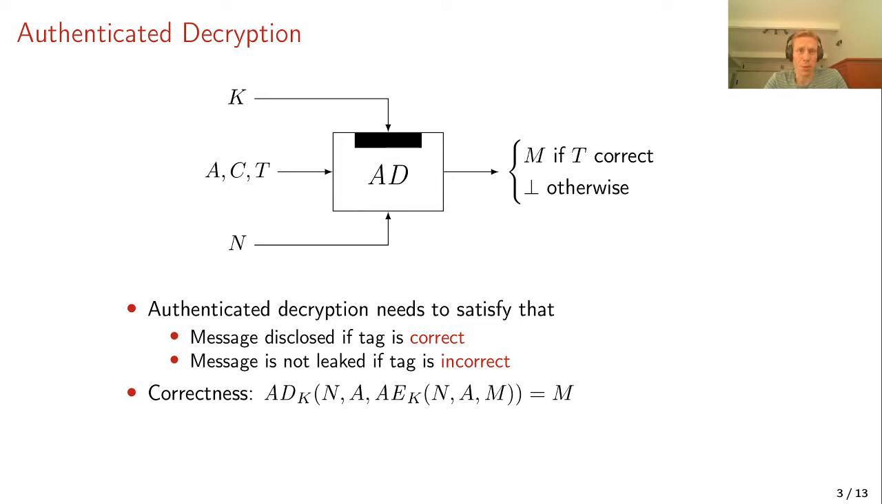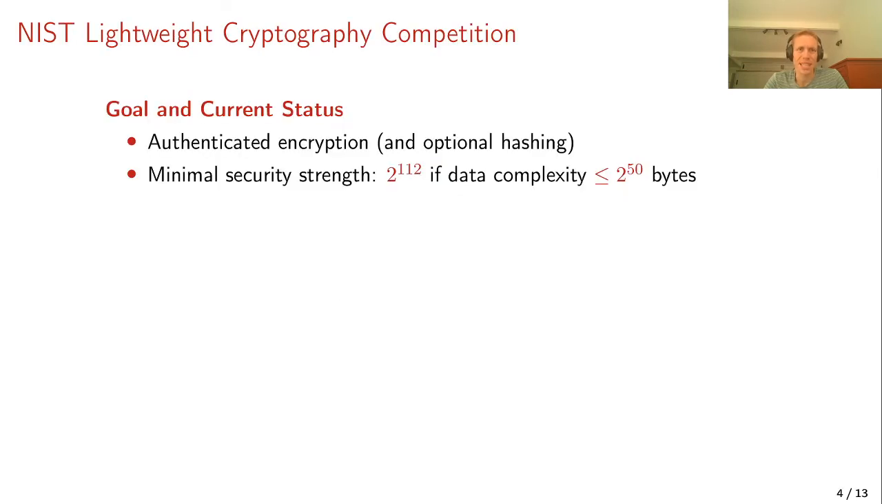Authenticated encryption is a very popular symmetric cryptographic primitive, and recently NIST, the National Institute for Standards and Technology, launched a competition for the design of a lightweight cryptographic authenticated encryption scheme. As a matter of fact, they asked for authenticated encryption and optional hashing. The submission should achieve a minimal level of 2 to the power 112 security. So the scheme should achieve at least 112 bits of security, at least if the attack data complexity is at most 2 to the 50 bytes.